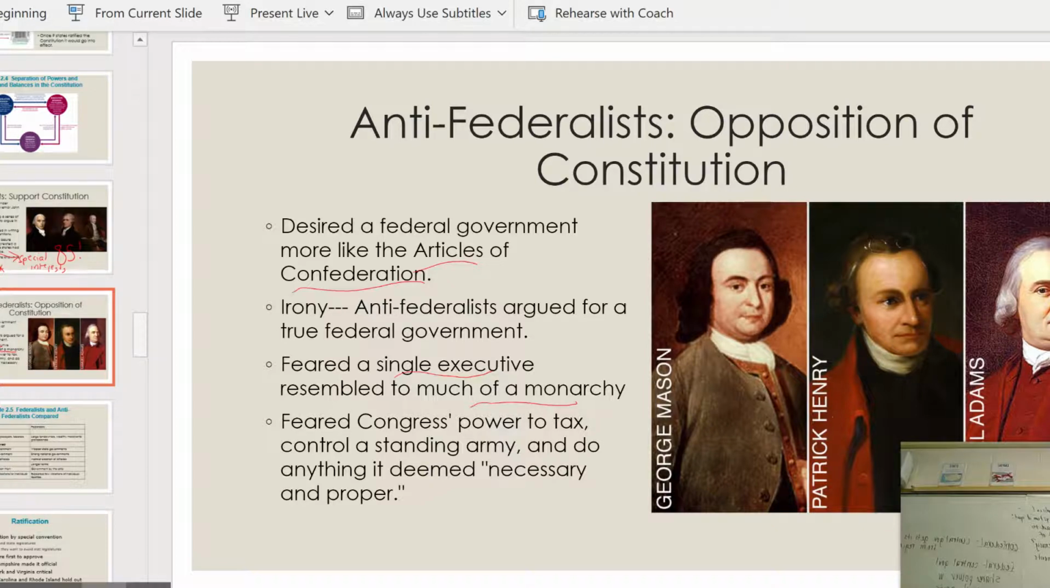And they thought it was a little scary that in the Constitution, the government can do anything necessary and proper. Now, I think you guys might have read about the necessary and proper clause a while ago in your book. So if I leave you with anything, we're going to go over the necessary and proper clause really quickly.